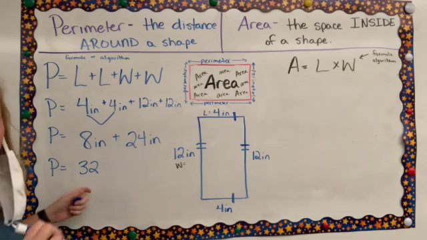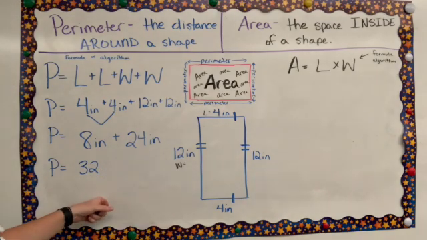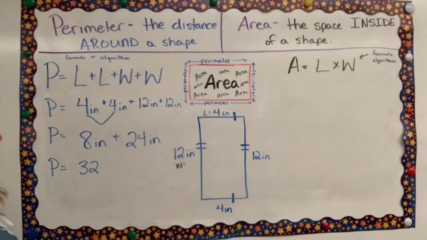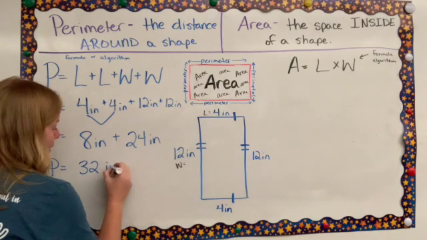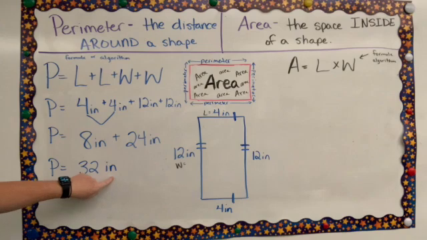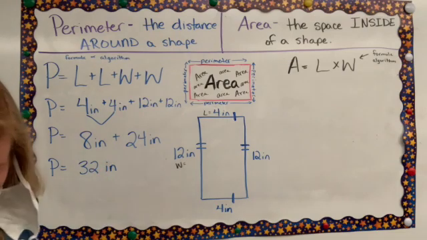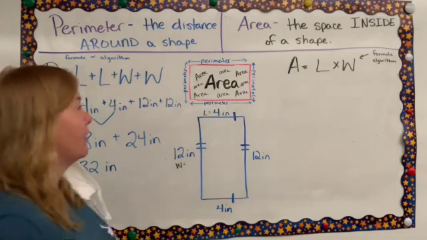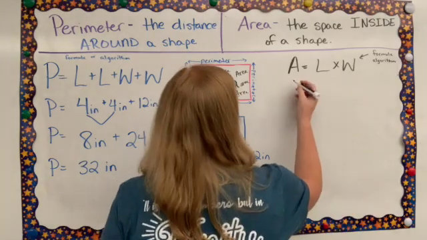32. Am I done? Is this 32 pies? Is it 32 markers? No, it's 32 inches. Do not forget that label. This right here, this label is your unit of measurement. You have to have it. Moving right along, let's go do our area for this shape. Area equals length times width.